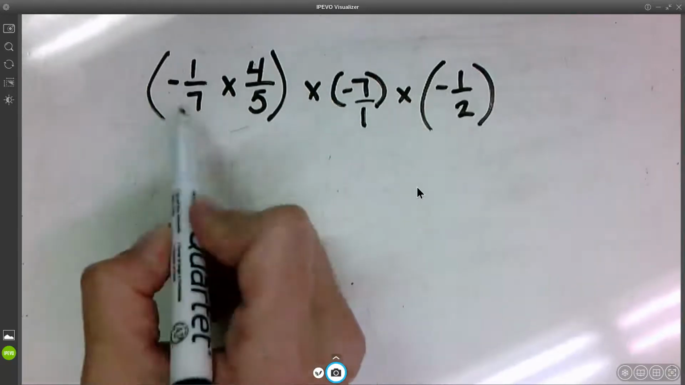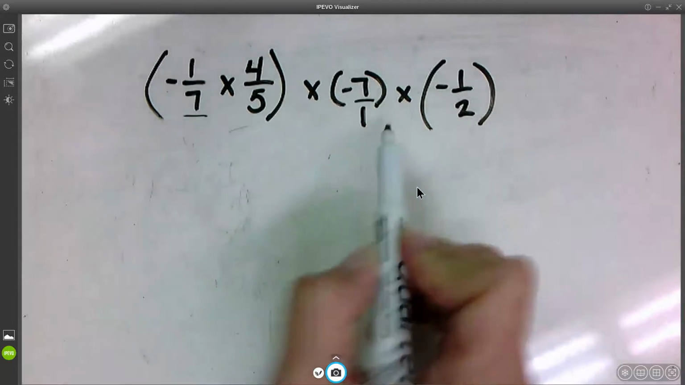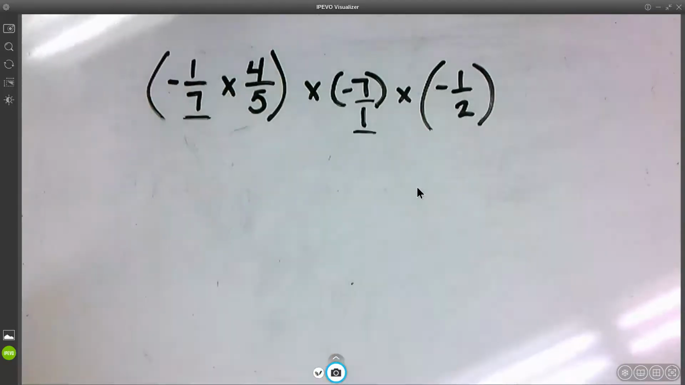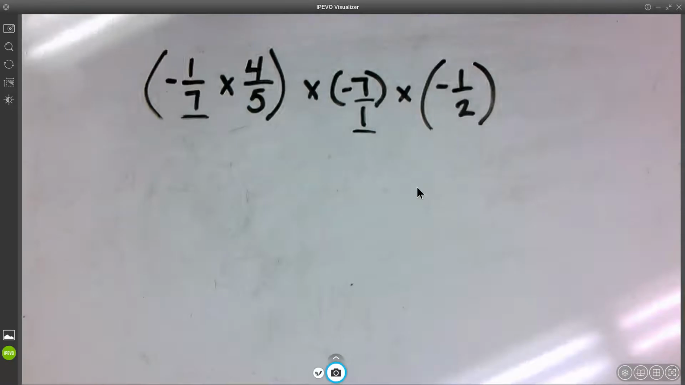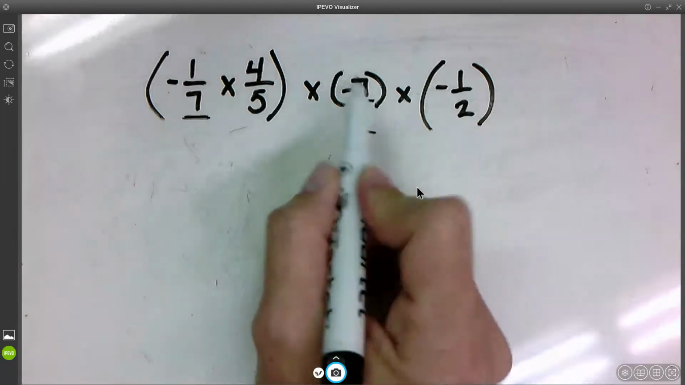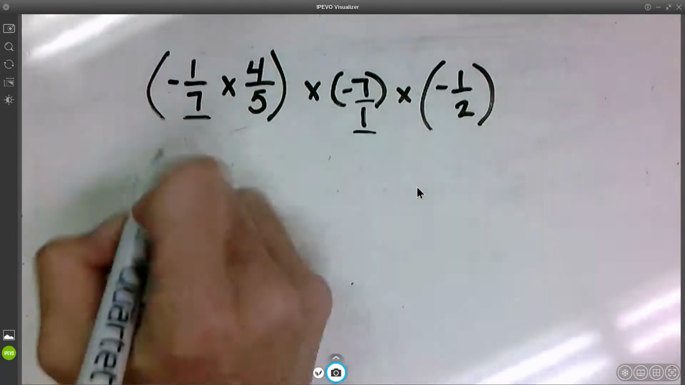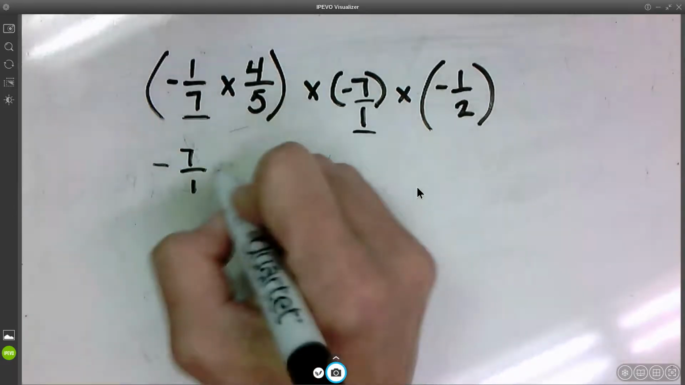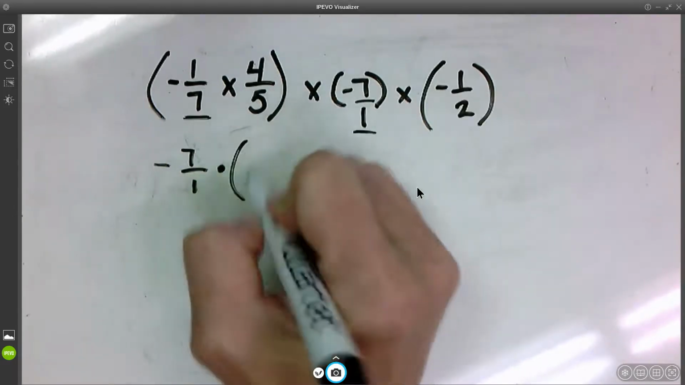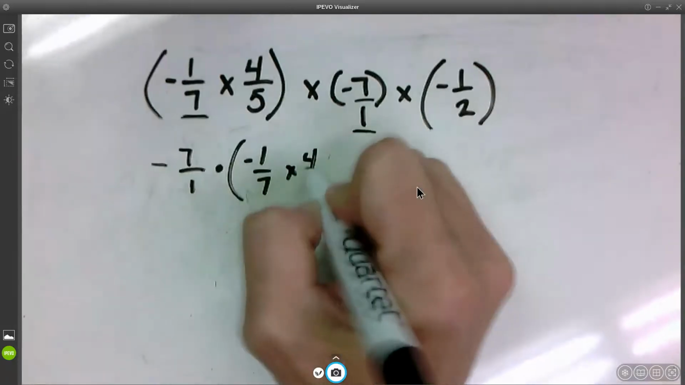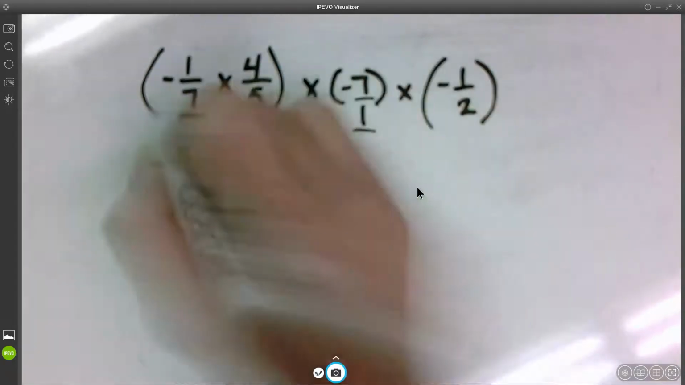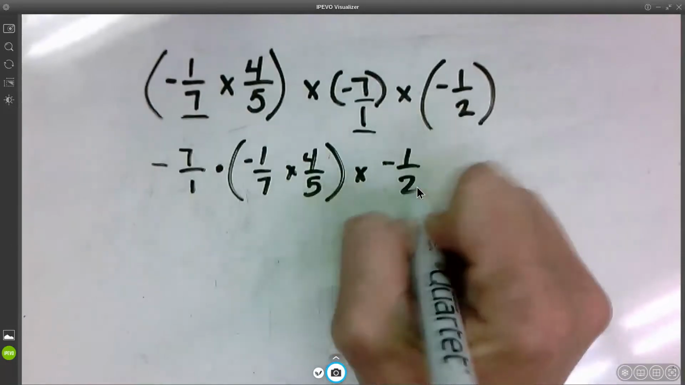But I noticed that there is a relationship between this and this fraction here. And they are inverses of one another. And they have a special relationship in that when you multiply inverses times each other, you get a positive 1. So I'm going to rewrite this problem using the commutative property and put it over here. And I have negative 7 over 1 times negative 1 over 7 times 4 over 5. And then this is rewritten times negative 1/2.